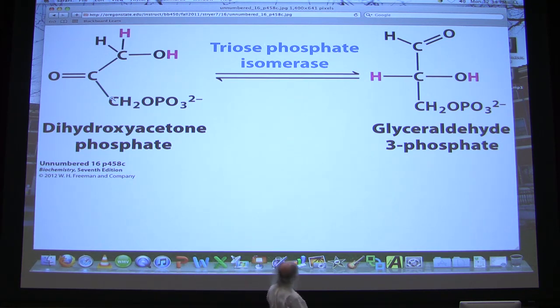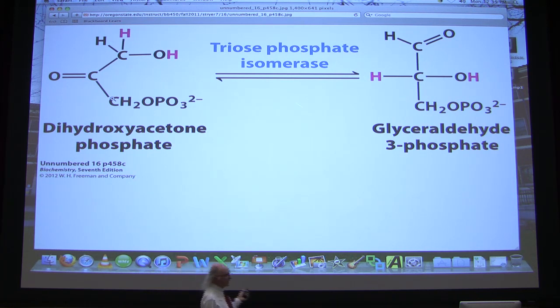This reaction is catalyzed by the enzyme known as triose phosphate isomerase, and it is a prime example of something we talked about earlier in the term. Triose phosphate isomerase is a perfect enzyme, meaning that it has a very high kcat over Km value. It's limited primarily only by the rate with which the substrate diffuses to the enzyme.